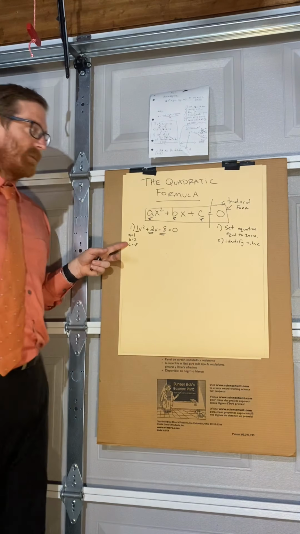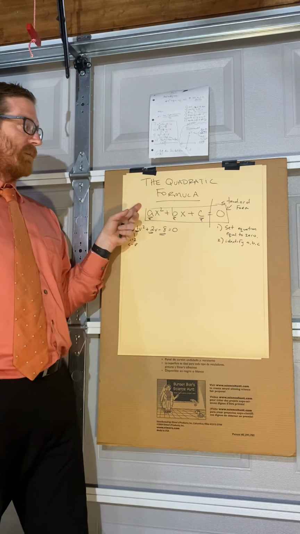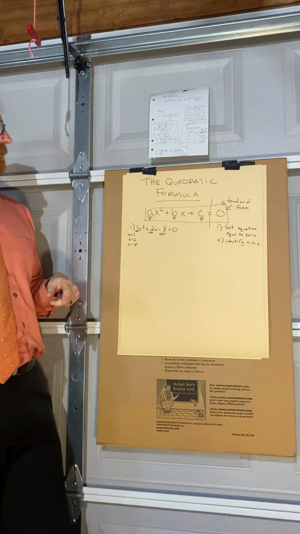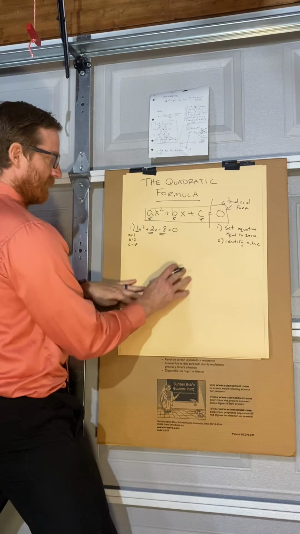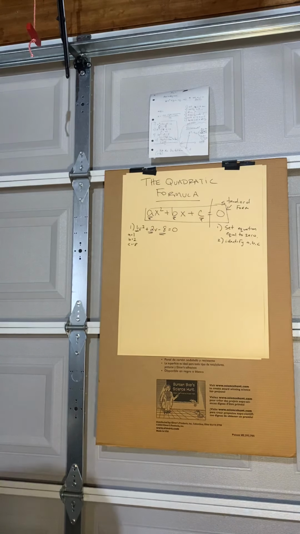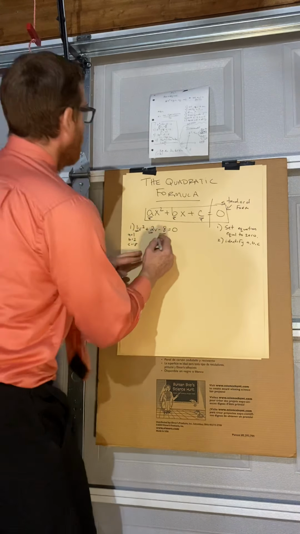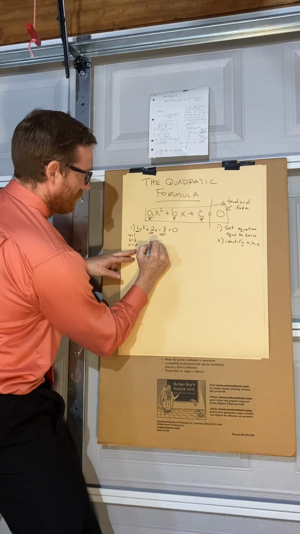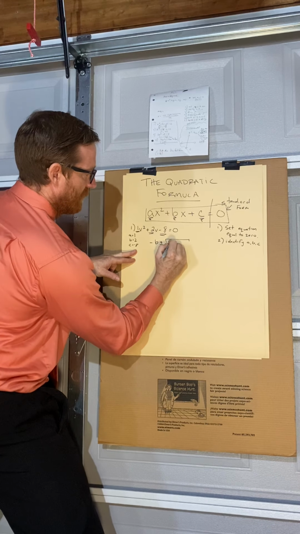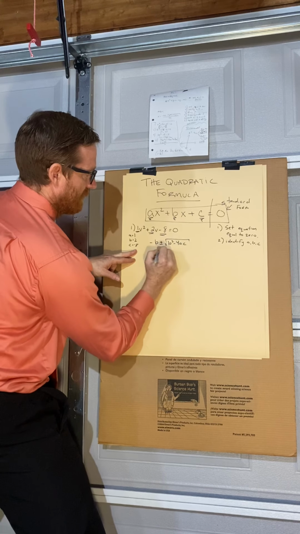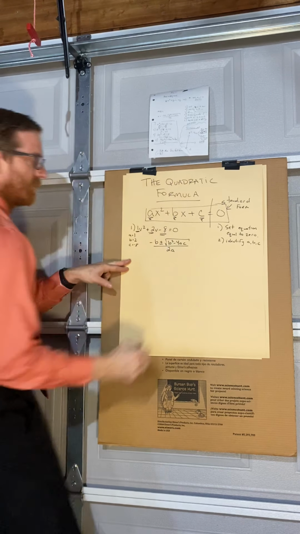I use those values and I plug them into the quadratic formula. The quadratic formula looks like this. You guys have seen this before. I'm going to do a little bit with it right here. Make sure we're still running. Negative b plus or minus square root b squared minus 4ac all over 2a.